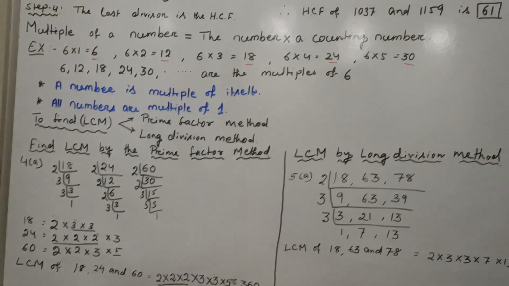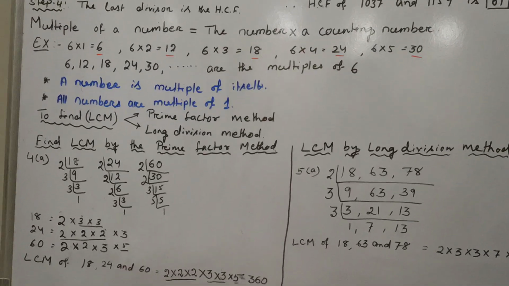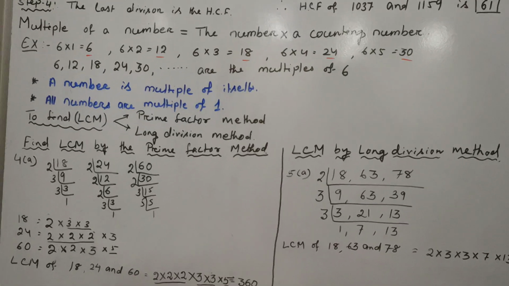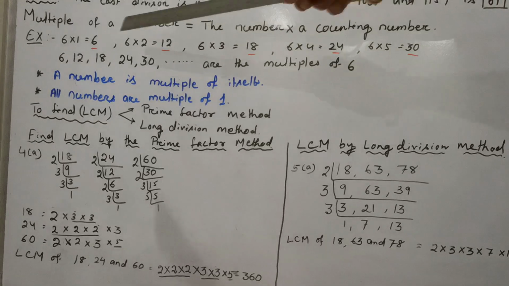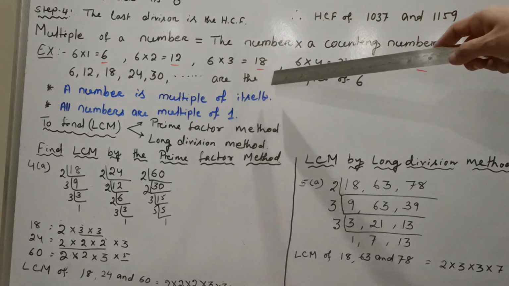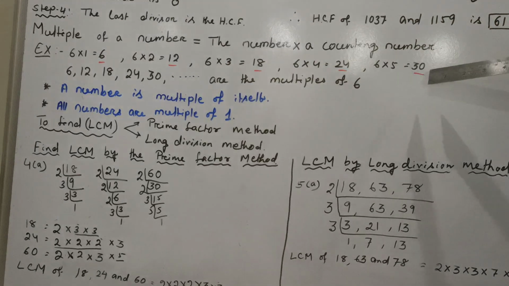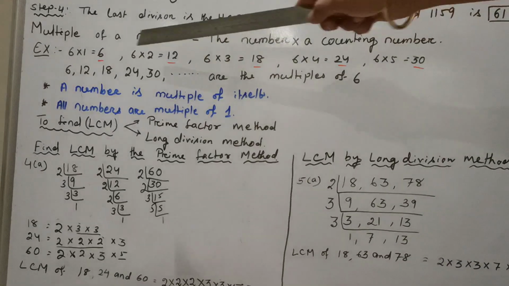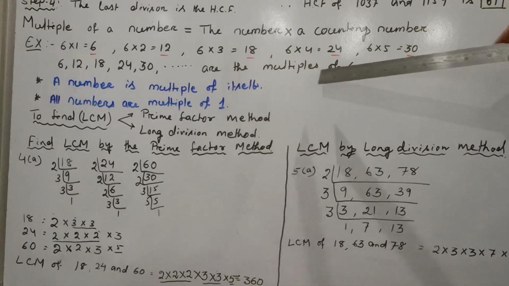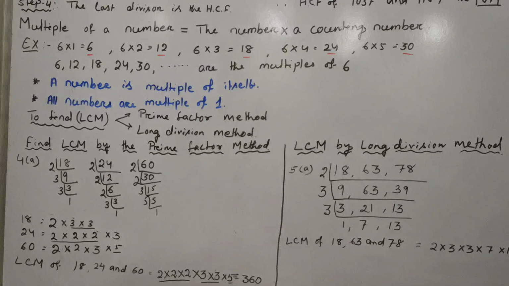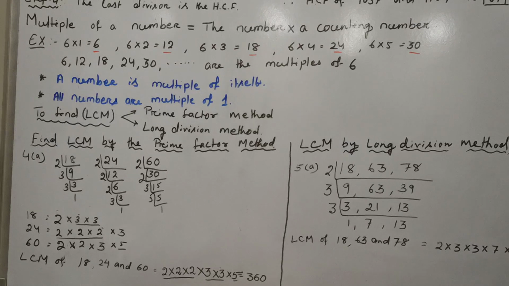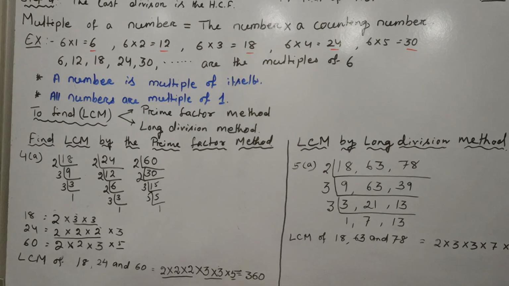Multiple of a number. A multiple of a number is the product of the number and a counting number. For example, here 6 into 1 is 6, 6 into 2 is 12, 6 into 3 is 18, 6 into 4 is 24, 6 into 5 is 30 and so on. Here 6, 12, 18, 24 and 30 are the multiples of 6. Now a number is a multiple of itself and all numbers are multiples of 1.